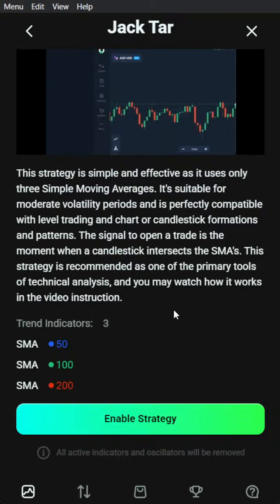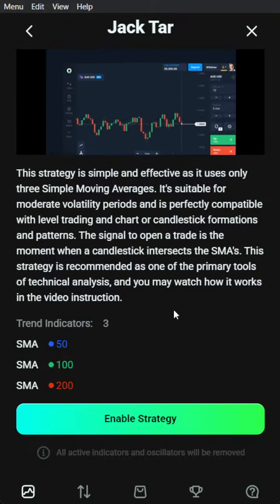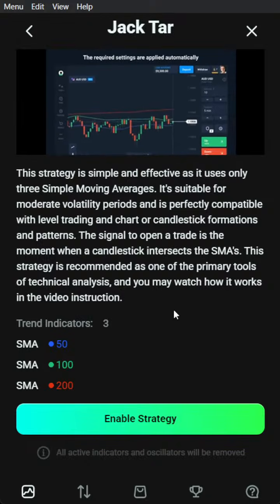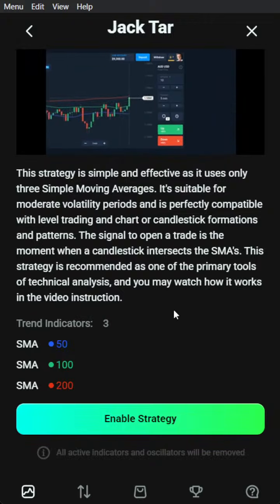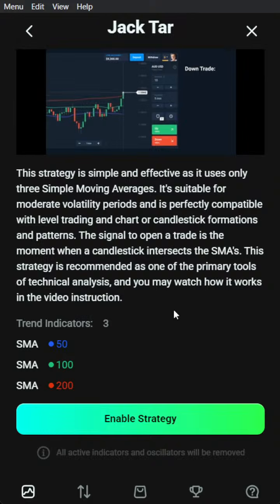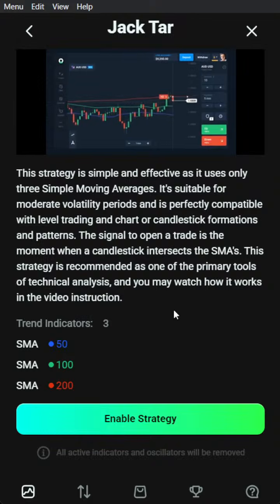Let's now switch to the indicator section and select the Trading Strategies tab. We will use the Jacktar strategy. The 3 SMA lines have appeared on the chart. The required settings are applied automatically. To open a down trade, wait for the chart to touch one of the SMA lines from below. Open a 2 to 5 minute trade.